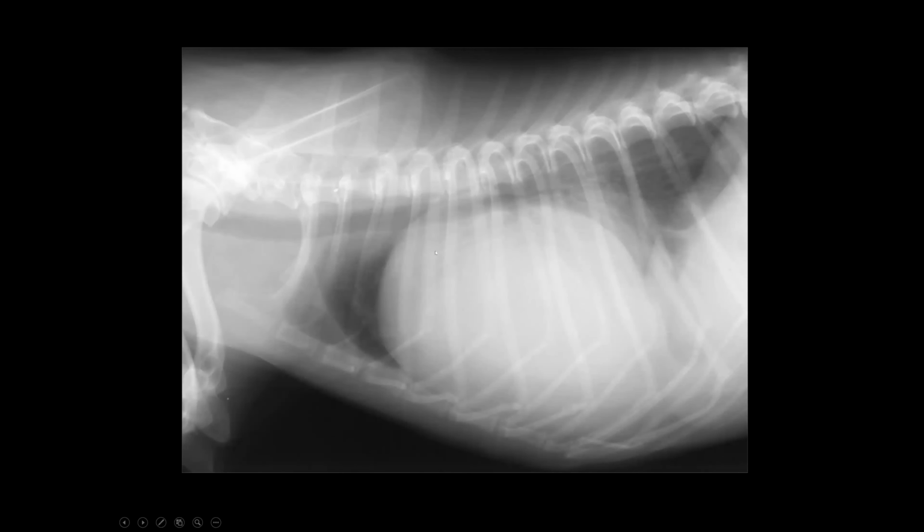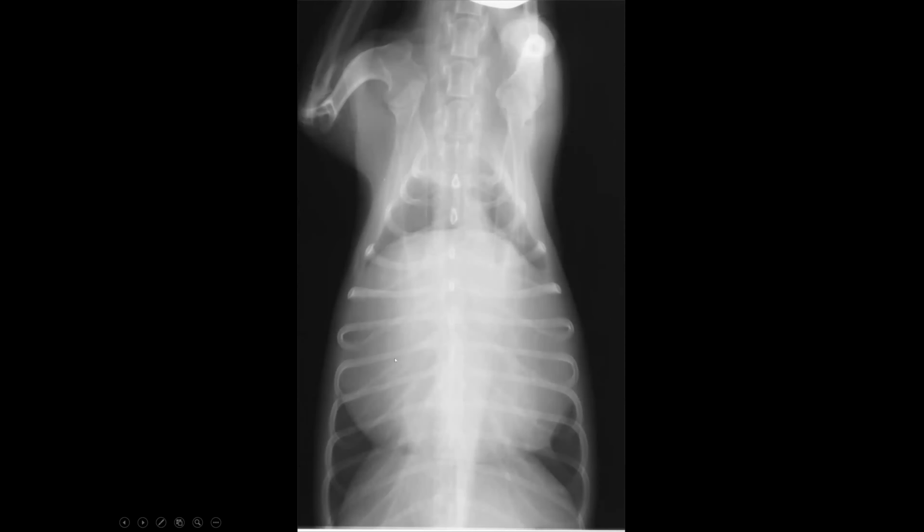Again, here's another dog with severe enlargement of the heart. Huge, huge, huge. Okay. If you tell me that heart looks normal, then you might as well just drop out right now.